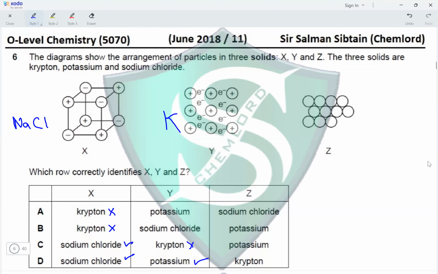And Z has a monoatomic arrangement of atoms in a solid form because they are closely packed to each other. So this should be krypton, because krypton is a monoatomic noble gas. So option D has all three, X, Y, and Z, stated with their correct identities, making option D the correct option for this question.